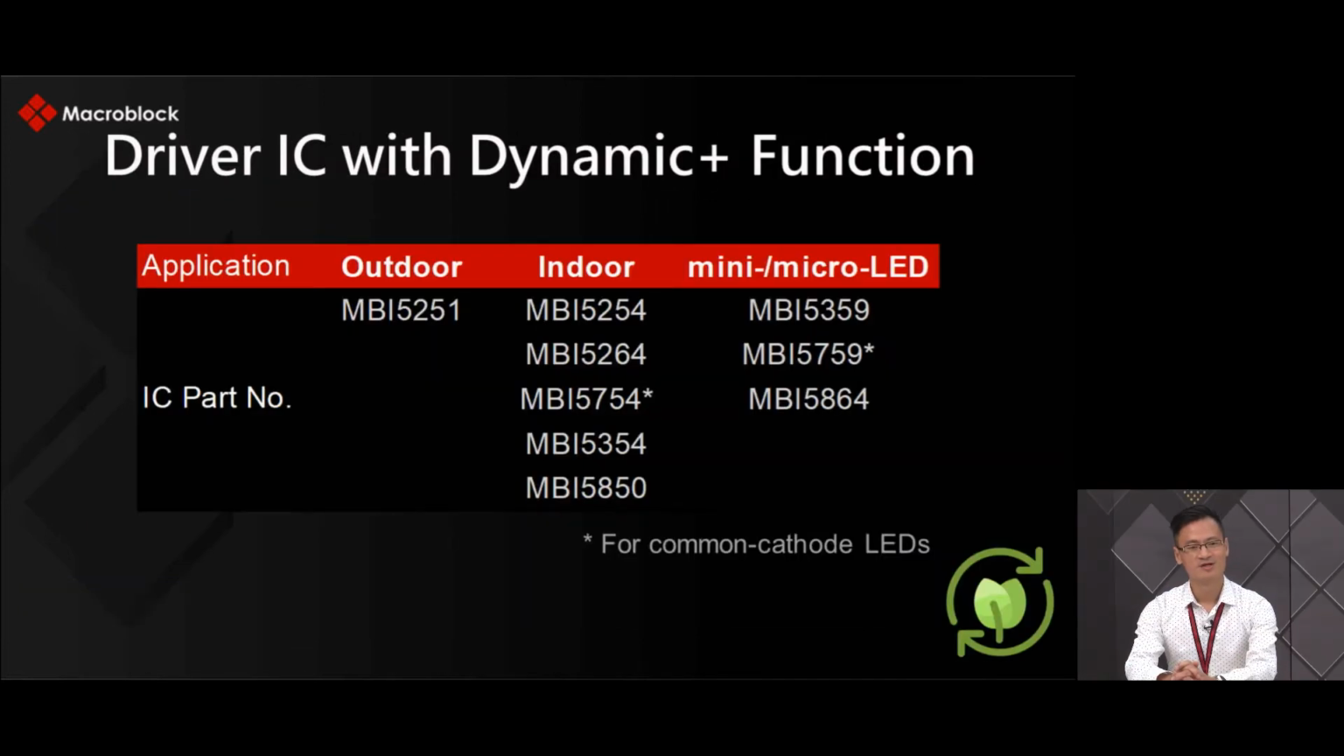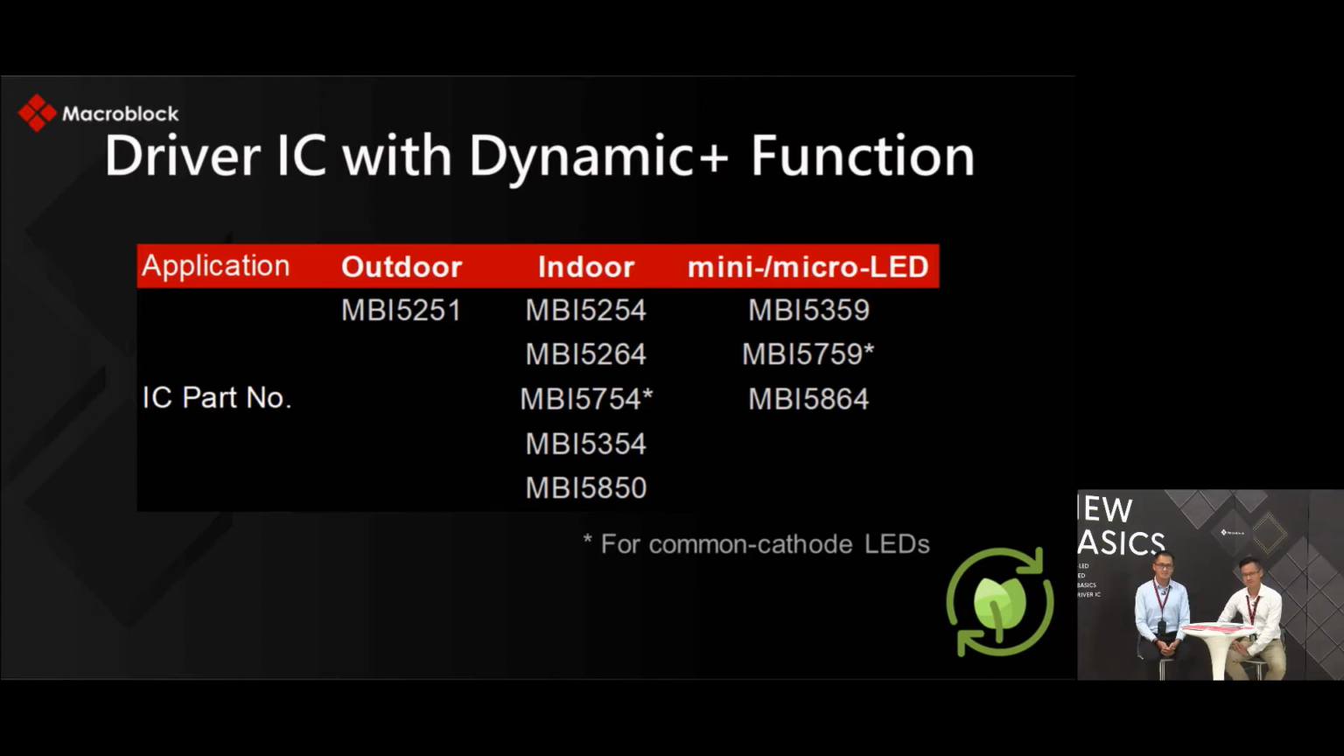All right, let me make a short conclusion here. In this table, all the drivers have dynamic plus power saving technology, and we categorize them by application: outdoor, indoor, and mini and micro LEDs. For outdoor, we have MBI 5251, and two of these have a small star, which means they are for common cathode LEDs.